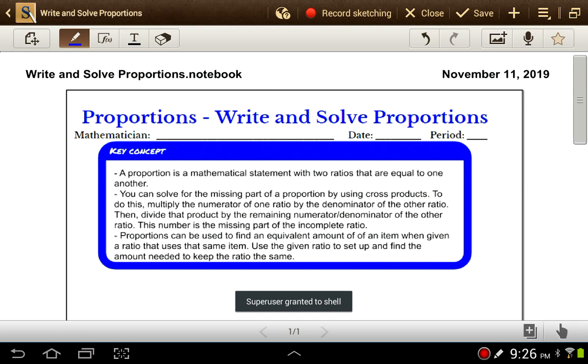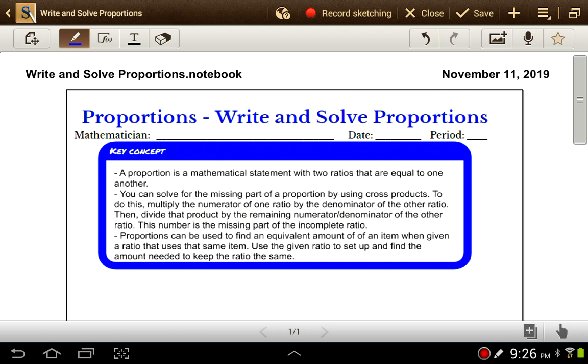Write and solve proportions. Okay, so yesterday we talked about what proportions were. It's a mathematical statement with two ratios that are equal to one another. And then we're going to use cross products to solve them. By cross products, we mean we're going to multiply the numerator of one ratio by the denominator of another ratio, and then divide it by the other known number that is opposite the unknown. Okay, and we have a lot of reasons that we use proportions.